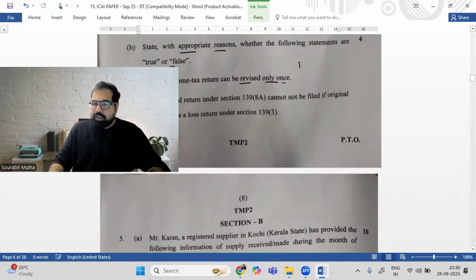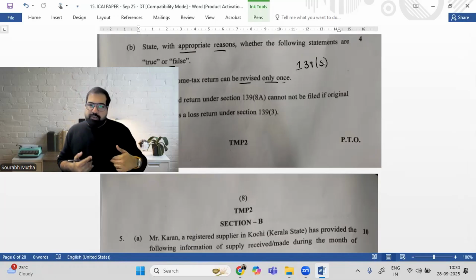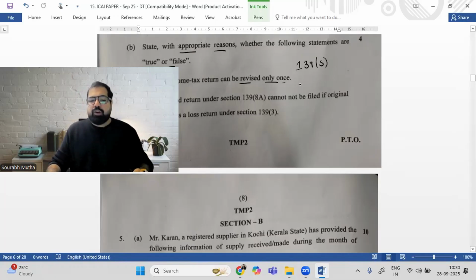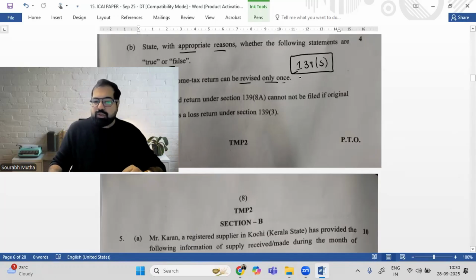No, absolutely wrong. There's a section called section 139(5) which says that an income tax return can be revised at any time in the assessment year up to 31st December or till you're assessed, whichever is earlier. That you know. But you cannot revise it only once. Even a revised return can be revised again. As long as it's within the timeline of section 139(5), you can revise it as many times. So this answer is false and you will give the reason.